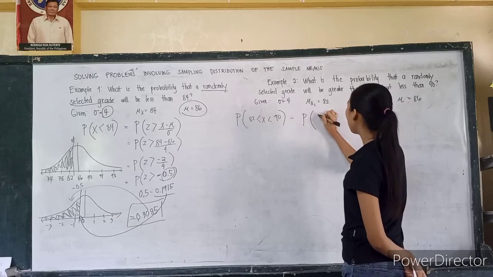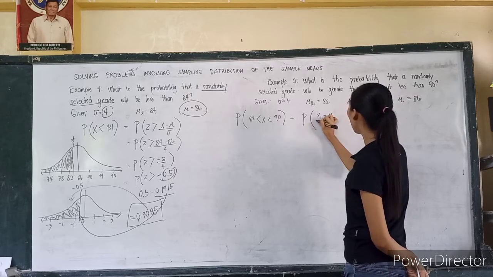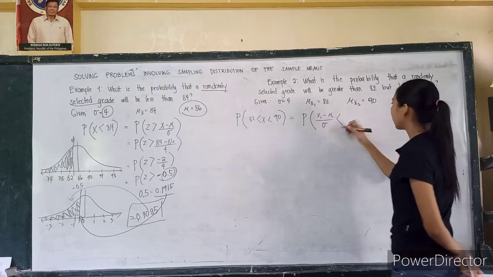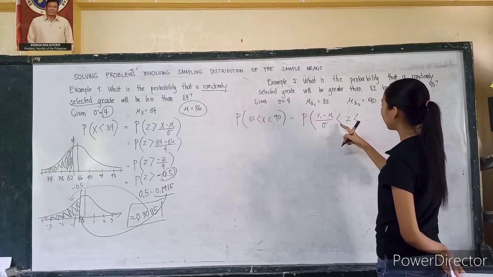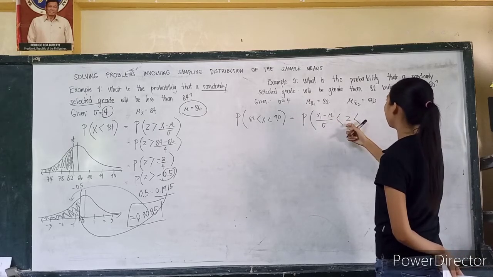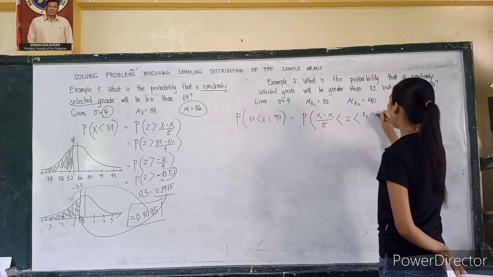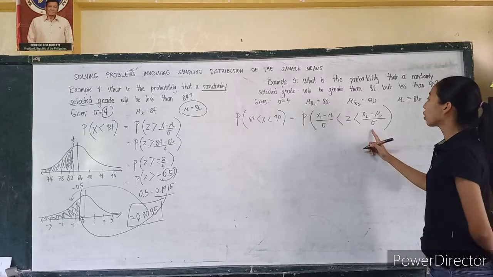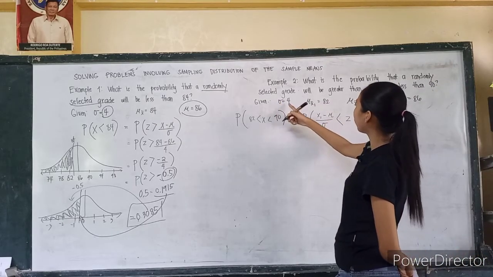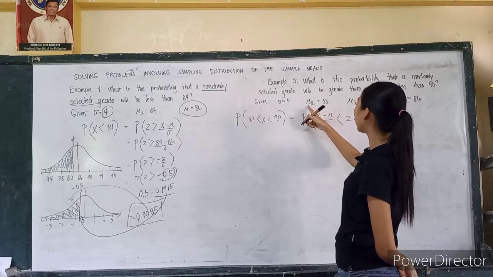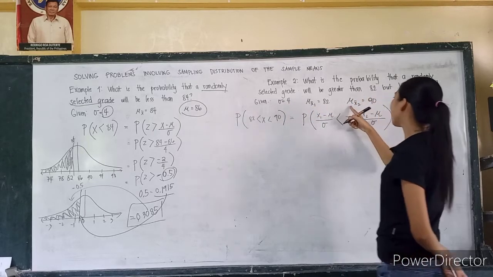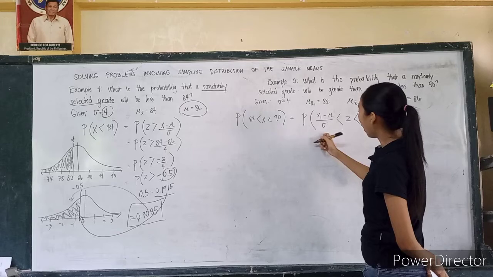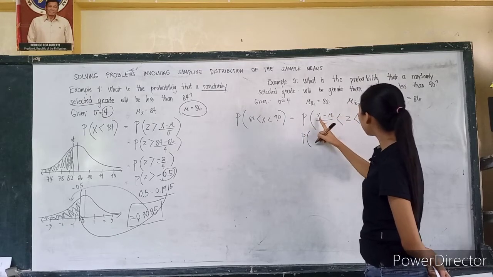What we will do is transform this into this notation: the probability that (x1 minus mu) over standard deviation is less than z, where z is greater than this but less than this, and (x2 minus mu) over standard deviation. Given that the standard deviation is equal to 4, x1 is 82, x2 is 90, and the population mean is equal to 86.